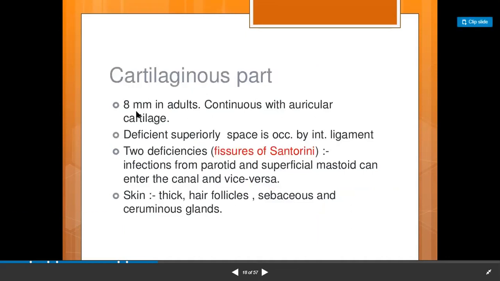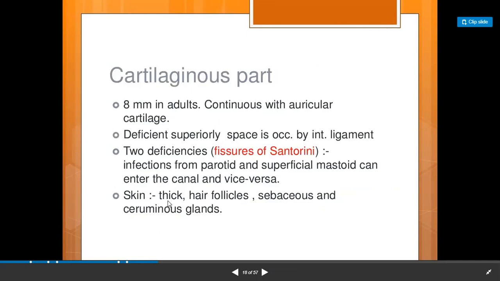So the cartilaginous part, when you measure, is 8 mm in adults, continuous with the outside cartilage, that is the pinna's cartilage. It is deficient superiorly, where the space is occupied by fibrous tissue. Two deficiencies, we have the fissures of Santorini; infections from the parotid and superficial mastoid can enter the canal, and again from the canal it can enter into the parotid and mastoid as well. So the cartilaginous part, you can just feel for yourself.